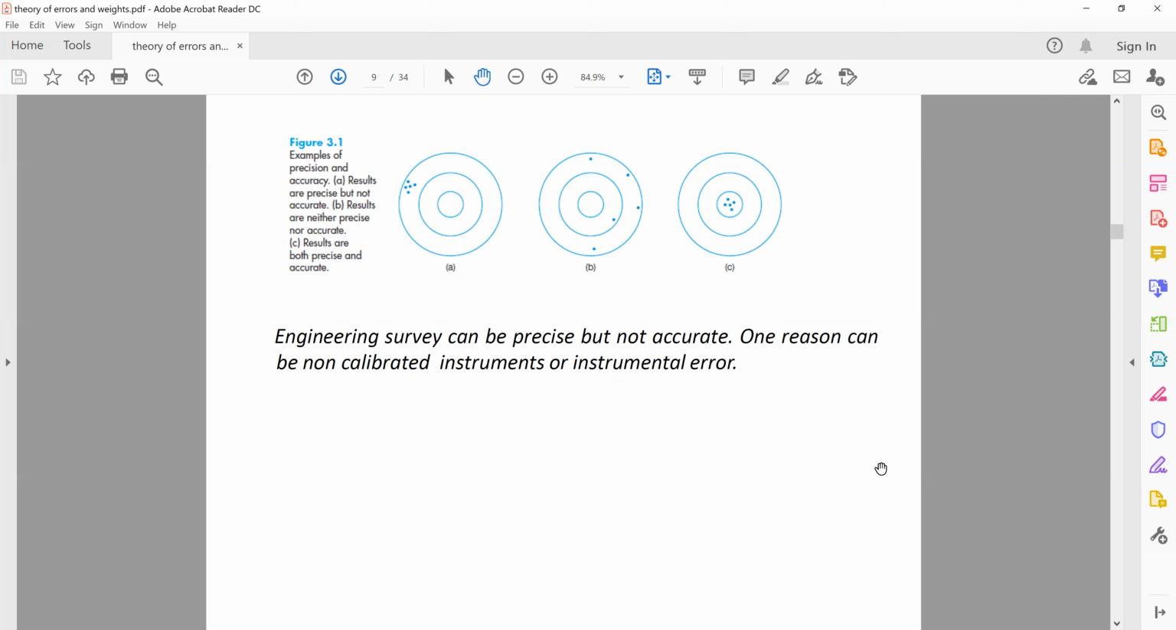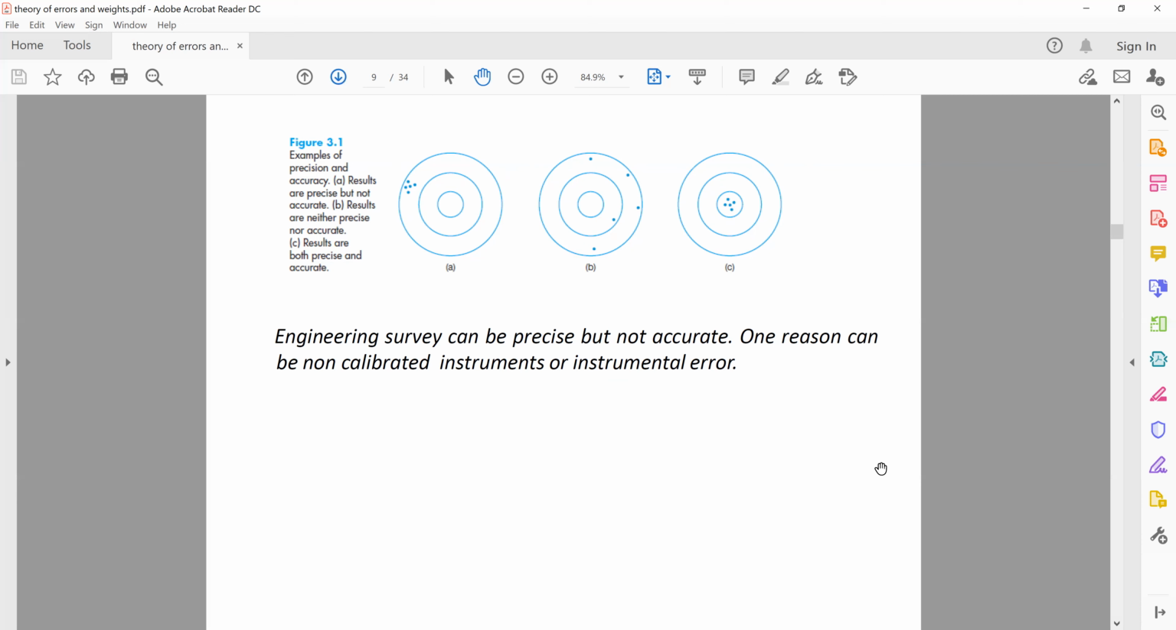In figure B, all the shots are very far away from each other, so discrepancy is high. That means they are not precise. And in C, again, they are very close to each other. That means they are precise again. So this is how precision works.